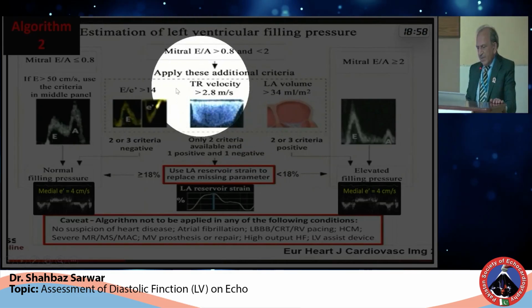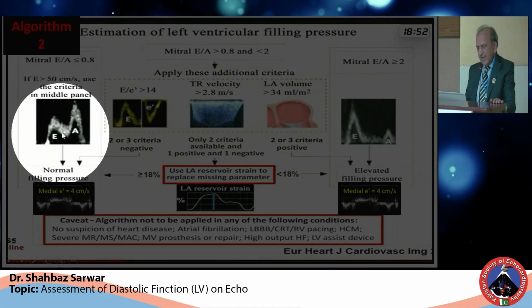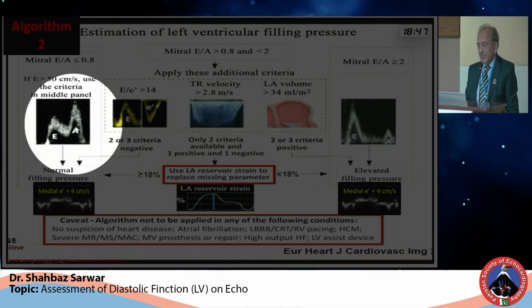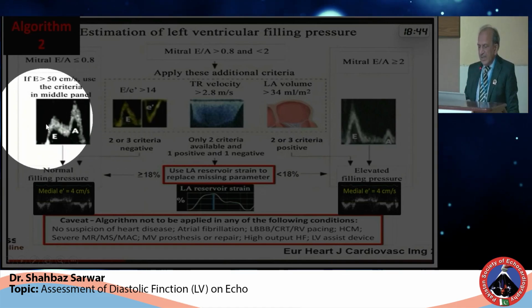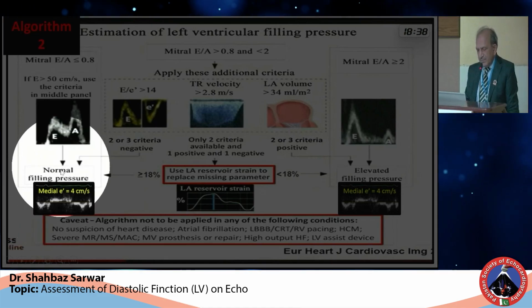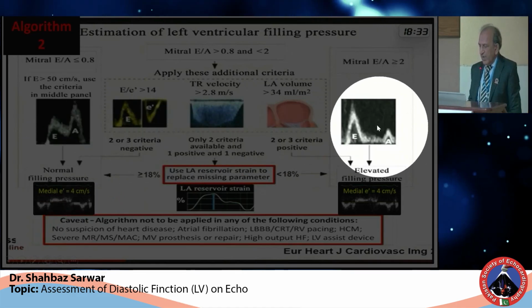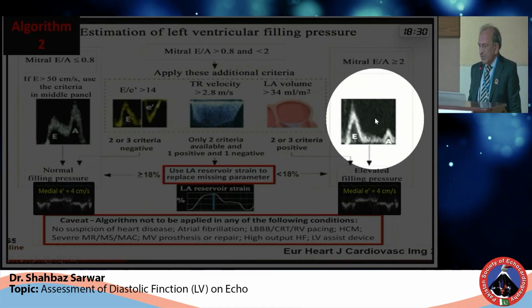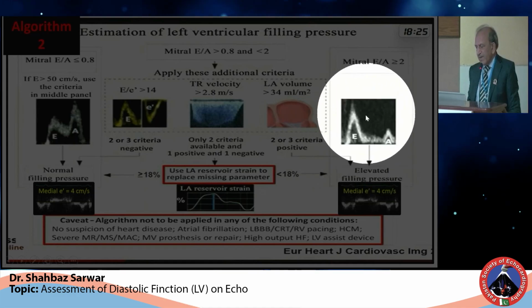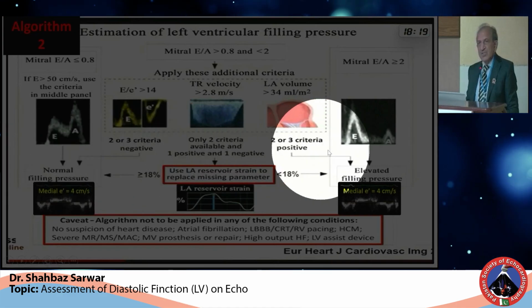Now, if you have a smaller E, less than 50 centimeters, taller A, so E to A reversal, which is usually reported in our reports, nothing else is reported, well, that is just a component of that. If you have this pattern and E prime is abnormally small, you go straight that filling pressures are normal. If you have a taller E, smaller A, which is more than 2, and E prime is small, then you have a restrictive pattern and filling pressure is abnormal.